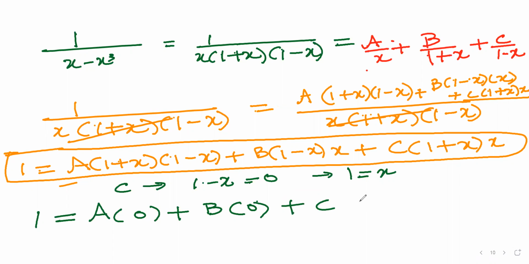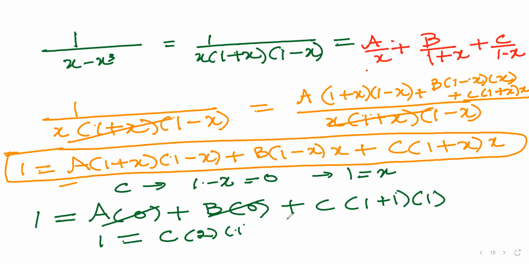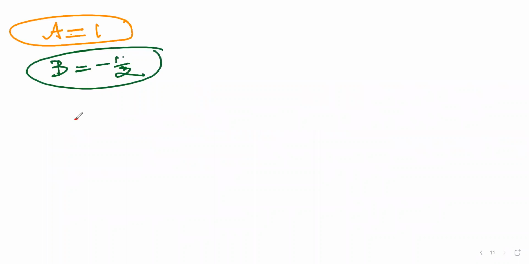So c into x is 1, no? 1 plus 1 into 1. Yes. So a into 0 is 0, b into 0 is 0, and 1 is equal to c into 1 plus 1, which is 2 into 1. So 2c is 1, or c is equal to half. We'll put that there as well. C is equal to 1 upon 2.